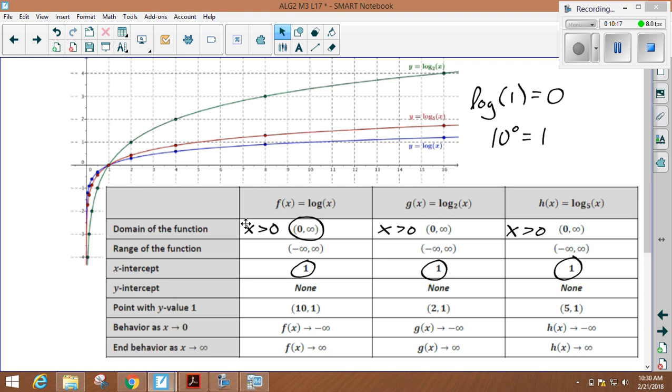For E, find the coordinates on the graph with y value 1. What that's talking about is this right here, all right? And it makes sense, right? For log base 10 of x, log base 10 of 10 is 1, right? It's 10. So what power is 10? 1, right? Log base 2 of 2 is 1. Log base 5 of 5 is 1.